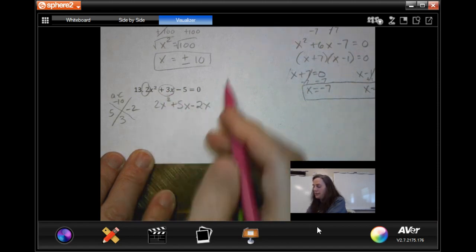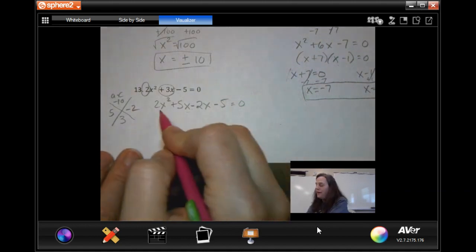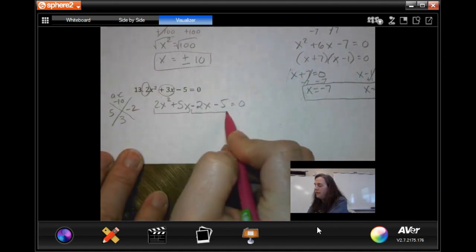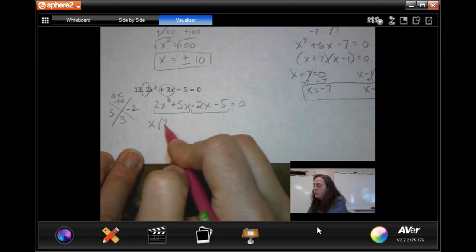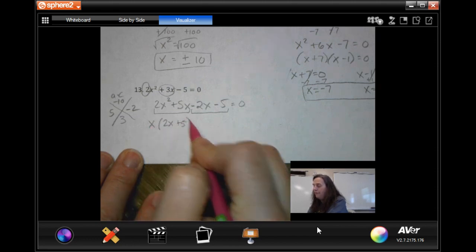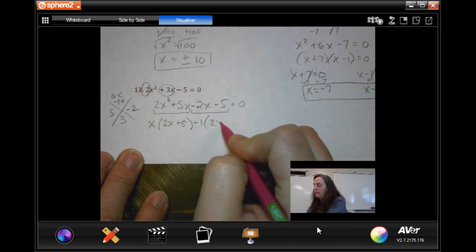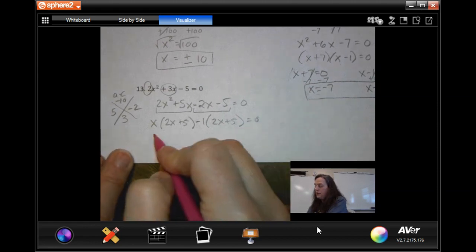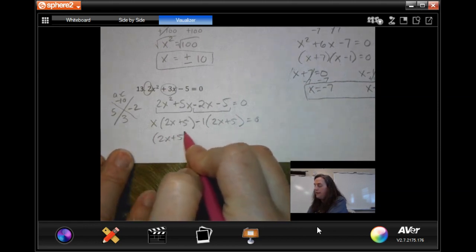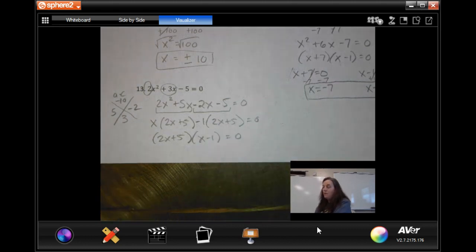So we didn't change it. It's still equal to what it was originally. We just wrote it a little different. And then we do our grouping. What comes out of there? X, 2x plus 5. Here we want to pull that -1, so we've got 2x plus 5. And then let's finish it up. 2x plus 5 and x minus 1. We factored it, but we've got to finish. Don't forget, finish the job.